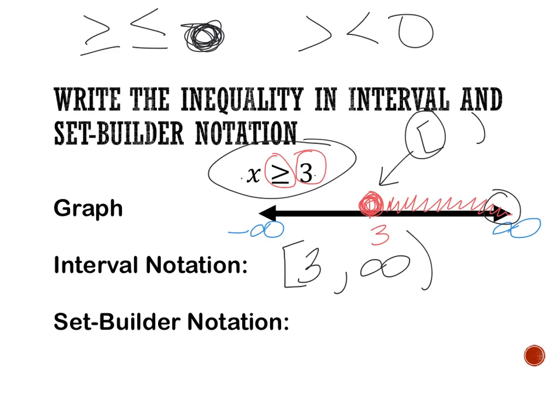Alright, so next, set builder notation. First of all, my solutions in set builder notation are always inside these braces here. And these braces stand for the set of all real numbers. Then the variable I'm using, x, then the slash, which in math represents the words such that, and then I rewrite my inequality inside, and that's my set builder notation.